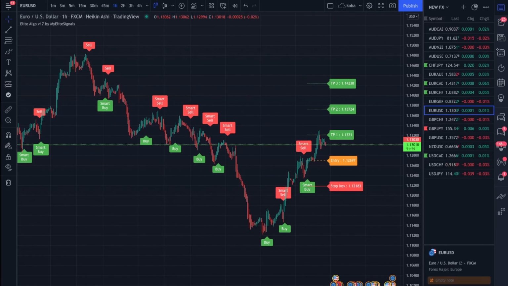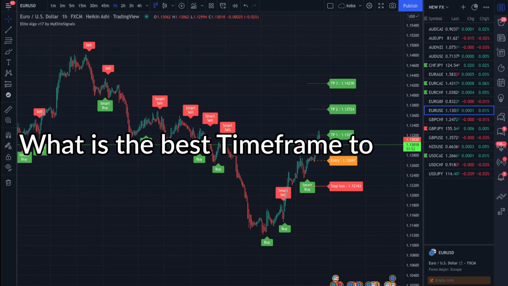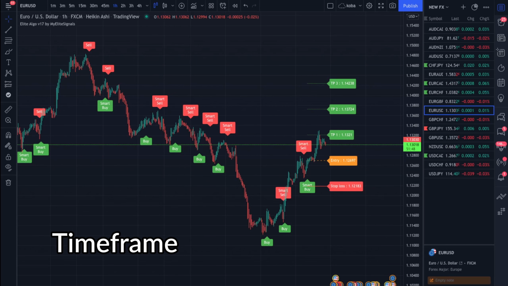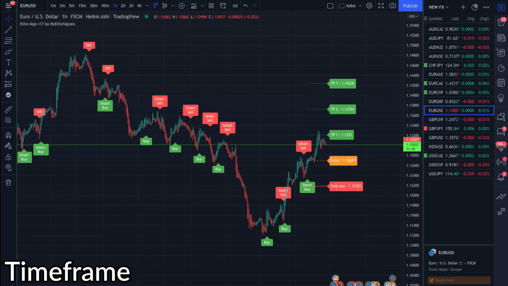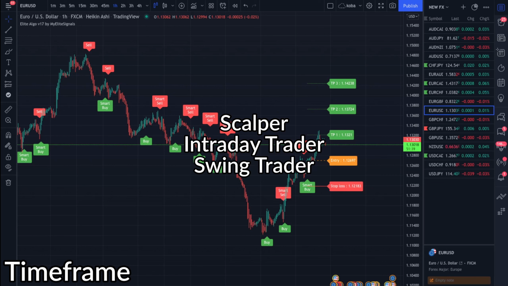All right, guys. So let's start off with the first thing I want to talk about and help you guys with, which is what is the best time frame to be using. Well, guys, in actuality, there is no best time frame. It all comes down to what you like to trade the most. Are you a scalper, an intraday trader, or a swing trader? So answering that question will then give you the best time frame to be using, right?